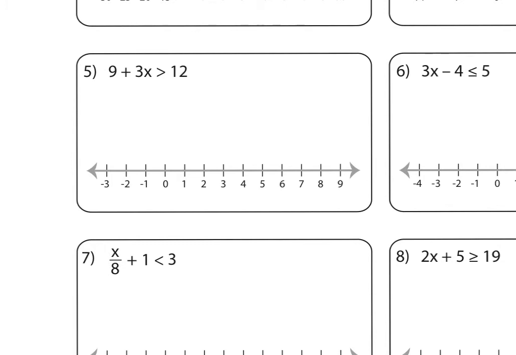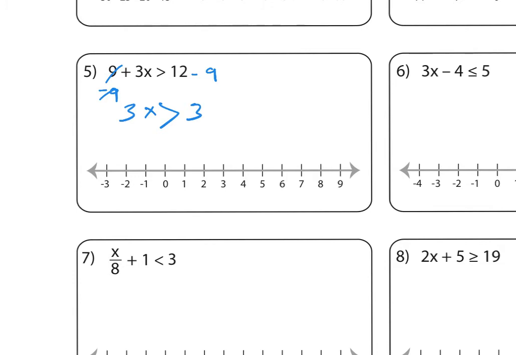So we need to cancel the 9 first. So we're going to subtract 9 from both sides, from 9 and 12. So that's going to be 3x greater than 3, because 12 take away 9 is 3.